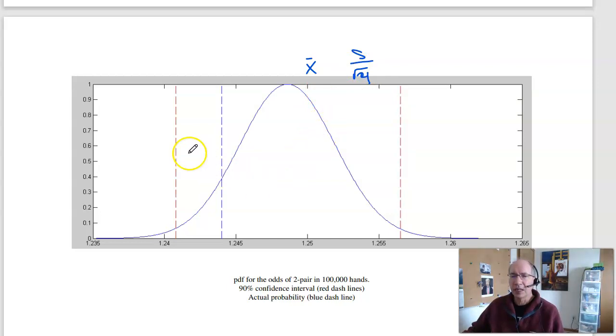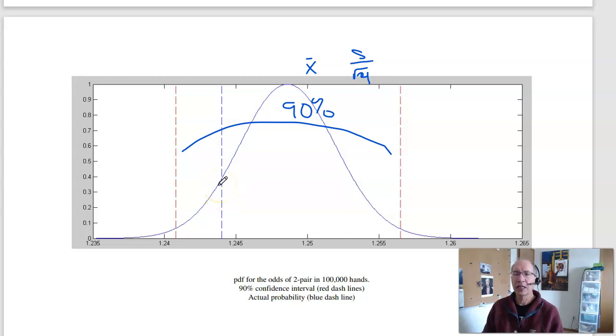The 90% confidence interval is between the red lines, and the actual odds are the blue line. And notice that I don't know precisely what the actual odds are based upon the Monte Carlo simulation, but I can bracket it. It's somewhere between the 2 red lines, and that checks out. The actual odds are in that range. So that was with 4 hands.